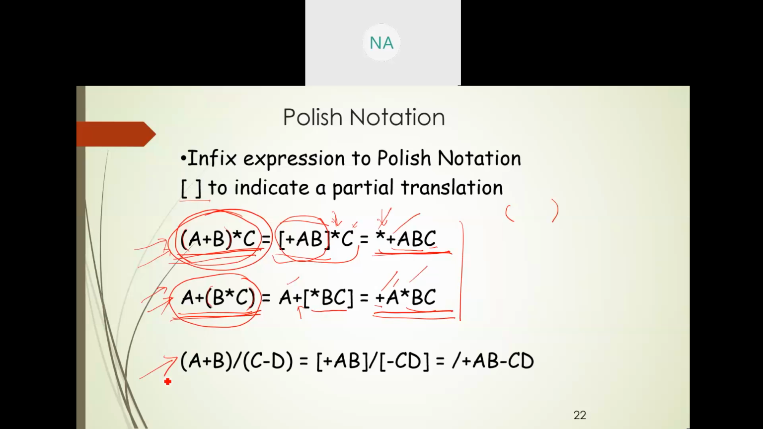Consider this example also. So a plus b will be converted first, then c minus b will be converted next. Now this division operator has two operands. The first one is this one written within the big bracket, and the second operand is this one. So the division will be written first, then its first operand, then its second operand. So this is the corresponding Polish notation expression.